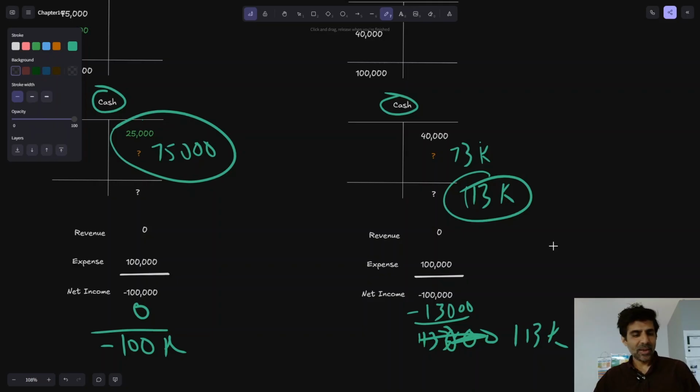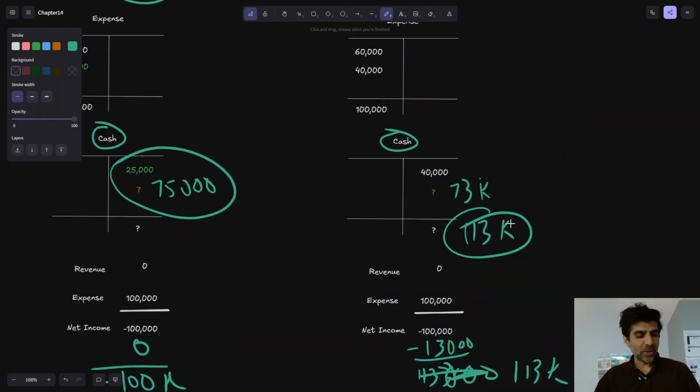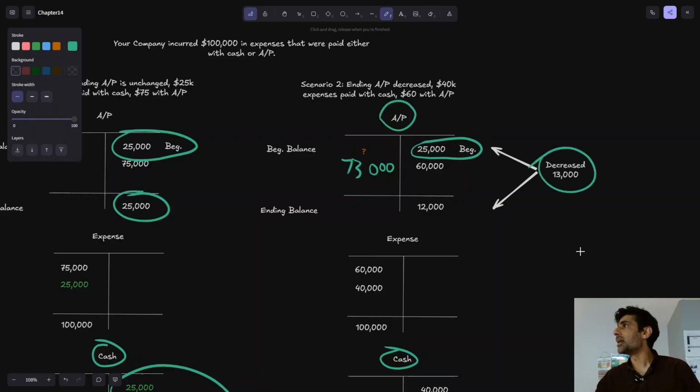And the way that it happened is like, look, this AP is unchanged. There's no change in this, and therefore there's no adjustment to net income that we needed because this account payable did not change. This account payable was 25,000. What did we say here? This was 73,000. And so we basically decreased the accounts payable by 13. And that's exactly the size of the adjustment.